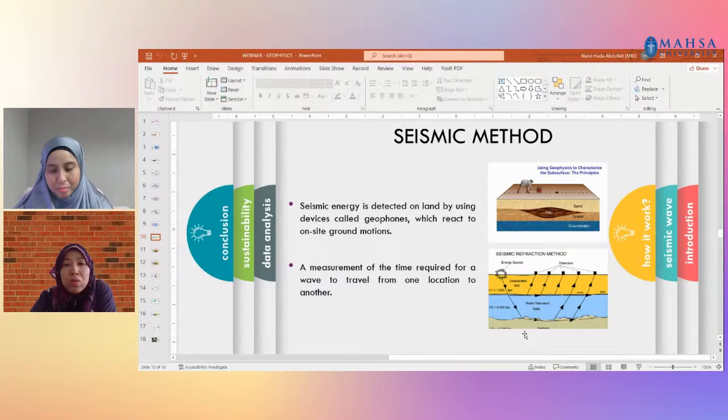And then we go to the seismic method. Now we go to the seismic refraction method. Here is the seismic refraction method. And from this figure, the top figure, this is the principle or schematic diagram of using the geophysics method to characterize the subsurface. For example, you do the seismic refraction method here, and you can classify or identify what the material is under the subsurface. Also, the same figure at the bottom.